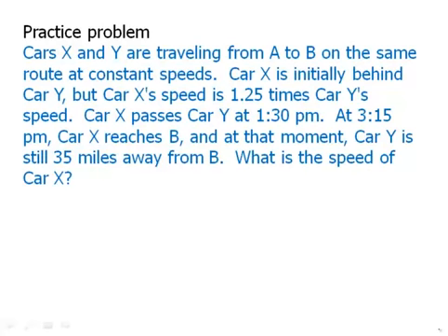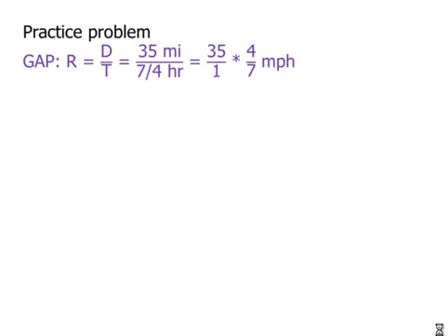We want the speed of car X. Well, let's focus on that gap. We close a gap of 35 miles in, I'll write it as 7/4 of an hour. Okay, 1 3/4 is 7/4. And writing it this way makes it easy just to divide because I multiply by the reciprocal. And again, we get a gap speed of 20 miles per hour. So the difference between the speeds is 20 miles per hour.